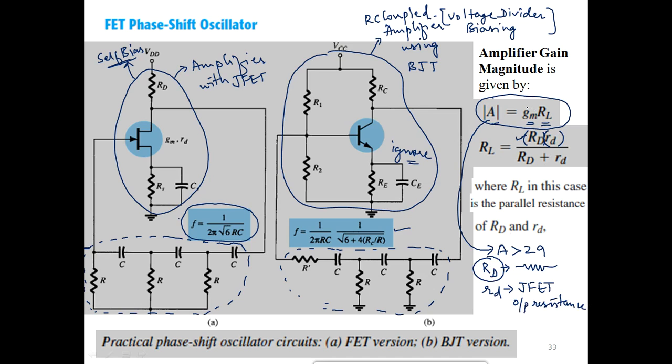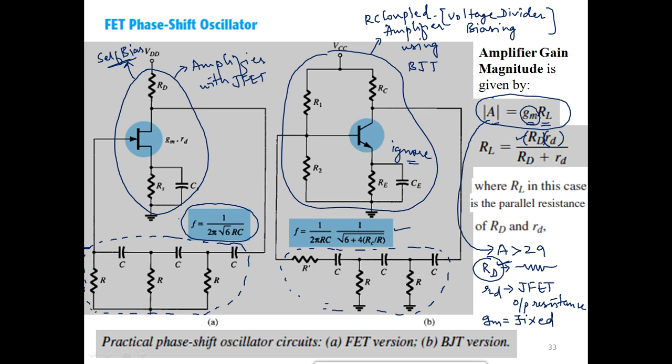Similarly, what about gm? gm is also fixed by the manufacturer, because its value is given in a datasheet. So now the point arrives, how can I change the gain? If I want to change the gain, the only parameter with which I will have to play is the drain resistance.